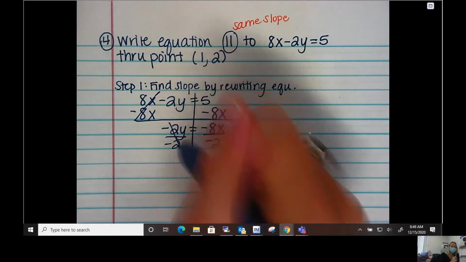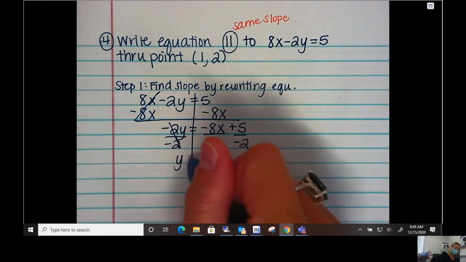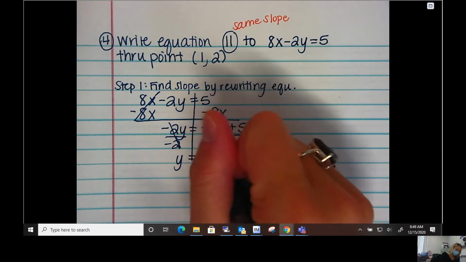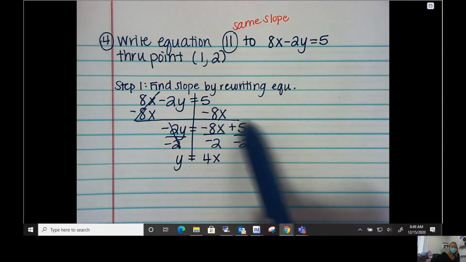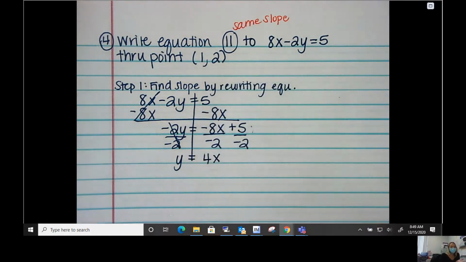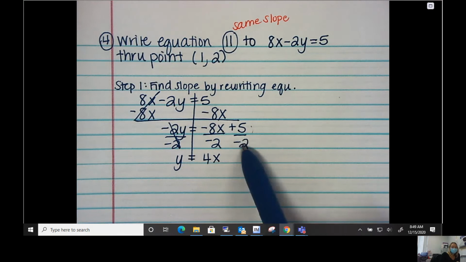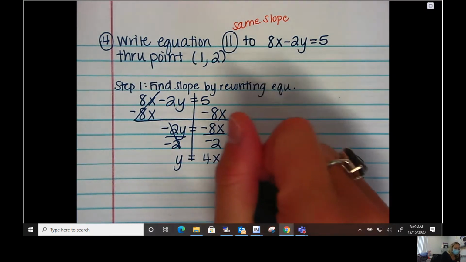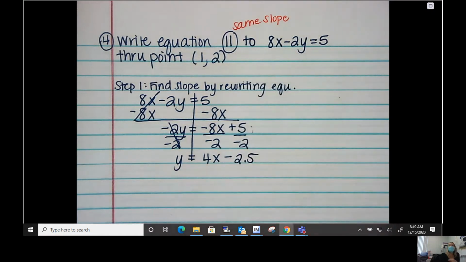Okay, so this cancels over here. I'm left with just y equals. Now be super careful. What is -8 divided by a -2? +4x. And then, frankly, this part over here does not matter. I don't even care about that part over there. I really only wanted the slope. So it's -2.5. 5 divided by -2 gives you -2.5, or you could leave it as 5/2. Again, it doesn't matter because I don't even care about that part.